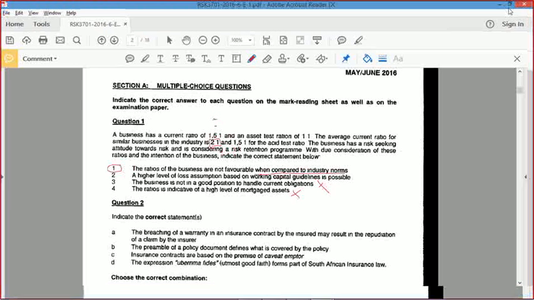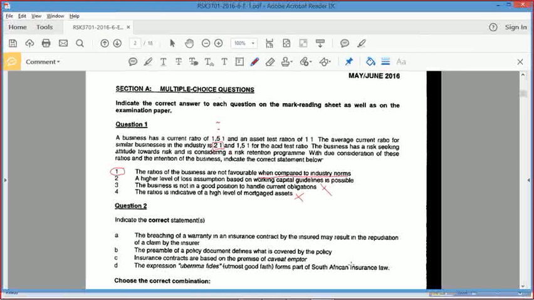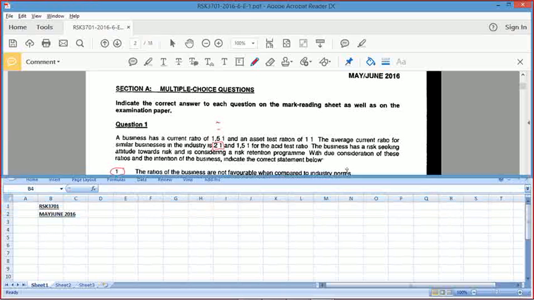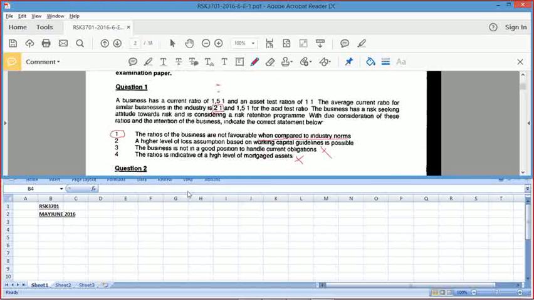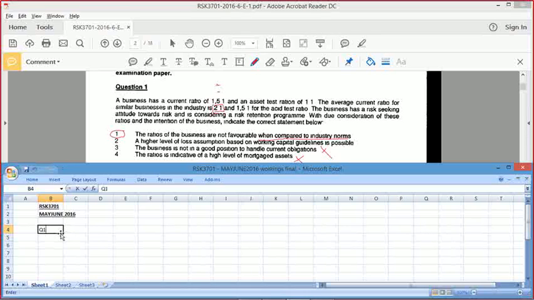I just want to shrink this a bit so I can put the answers up as well. Alright, so question 1, I would go with option 1. Q1, 1.